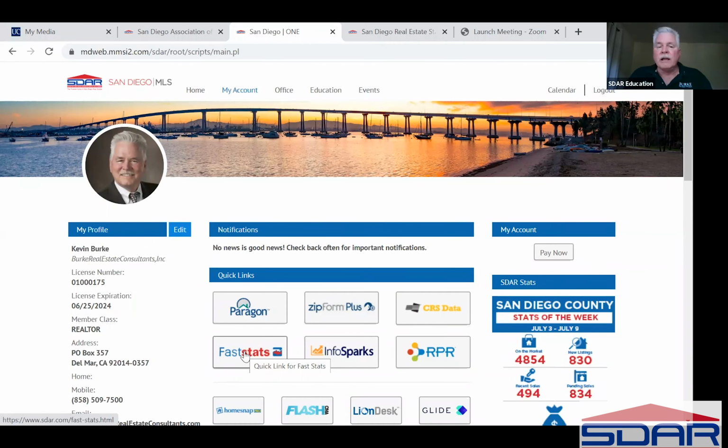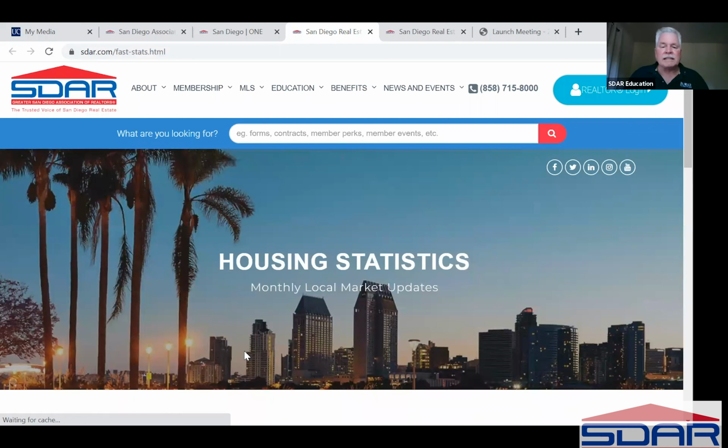See that right there? San Diego has created the single sign-on page, and I really like this. I can get into the MLS here, I can get to zip forms here, I can get to RPR, all these different things. So I'm going to click on Faststats. It's going to take me to housing statistics.